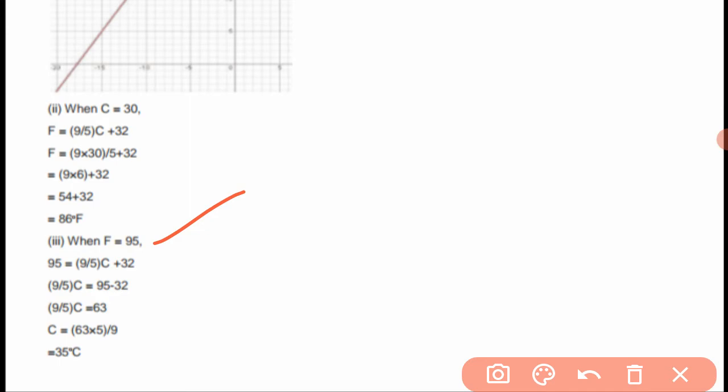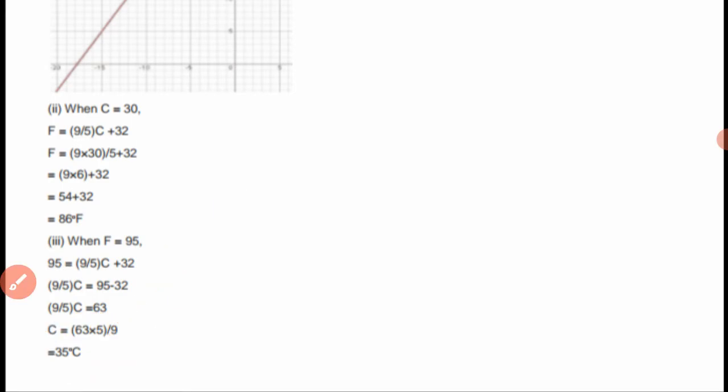Now in the third case, when it is 95 degree Fahrenheit, what is the temperature in Celsius. Here in place of F we will put 95. So 95 equals 9 upon 5 into C plus 32. By solving, 9 upon 5 into C equals 95 minus 32. So 9 upon 5 C equals 63. Now by cross multiplying, C equals 63 into 5 upon 9, so it will be equal to 35 degree Celsius. Meaning when the temperature is 95 degree Fahrenheit, it will be 35 degree Celsius.